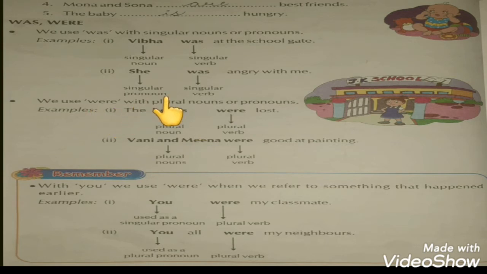Were is a plural verb. So with plural nouns or plural pronouns we use were. Books is a plural noun, and Vani and Meena are also plural nouns. So with both of these, that is Vani and Meena and books, were is used as a plural verb.